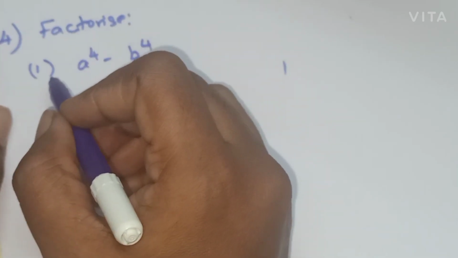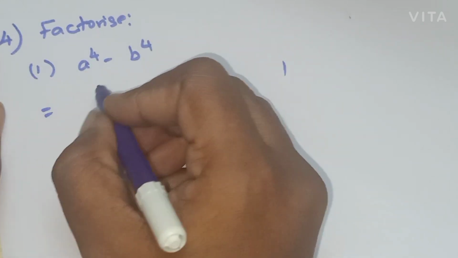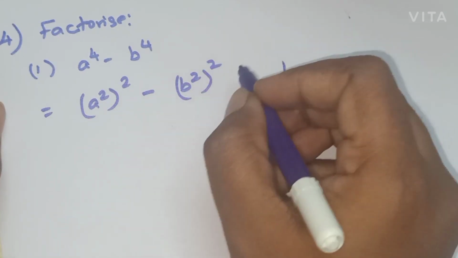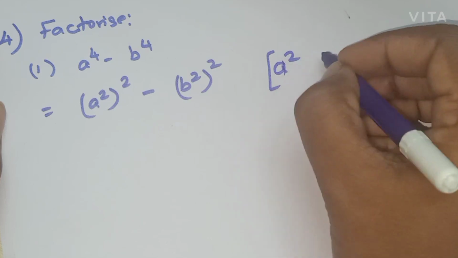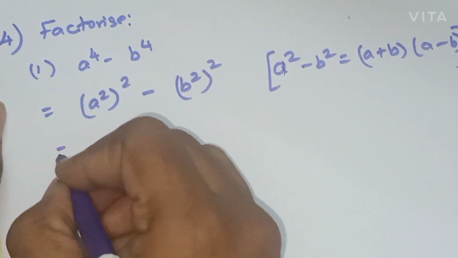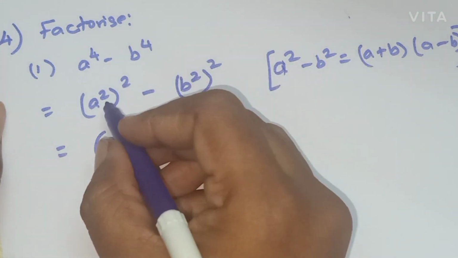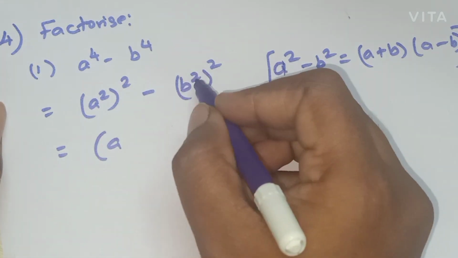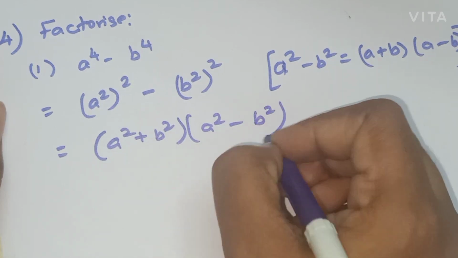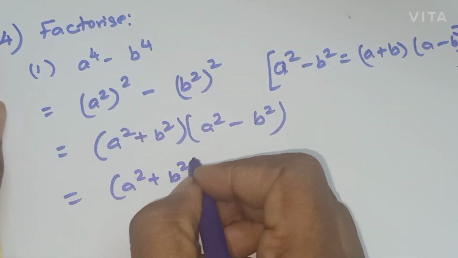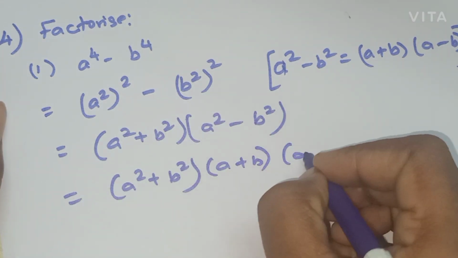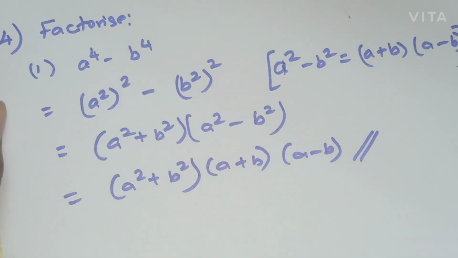Sum number 4, factorize. Subdivision 1, a power 4 minus b power 4. So a power 4 we can write as a square the whole square minus b power 4 we can write as b square the whole square. Now we know the identity that a square minus b square is equal to a plus b into a minus b. So I am going to apply that identity. In the place of a I have a square, in the place of b we have b square. So a square plus b square into a square minus b square. Now a square plus b square, once again I can write a square minus b square as a plus b into a minus b. So this will be our answer.